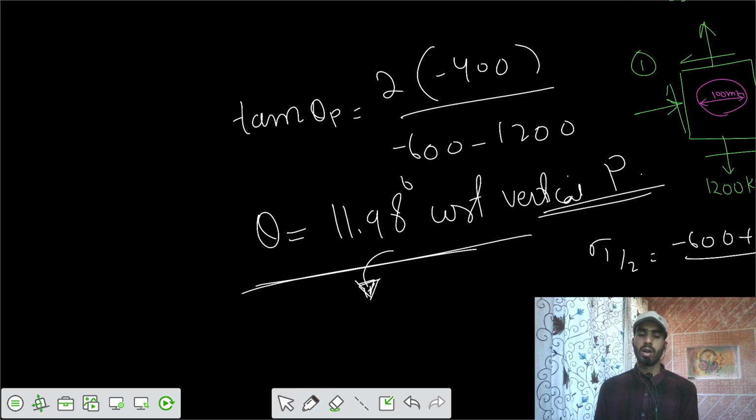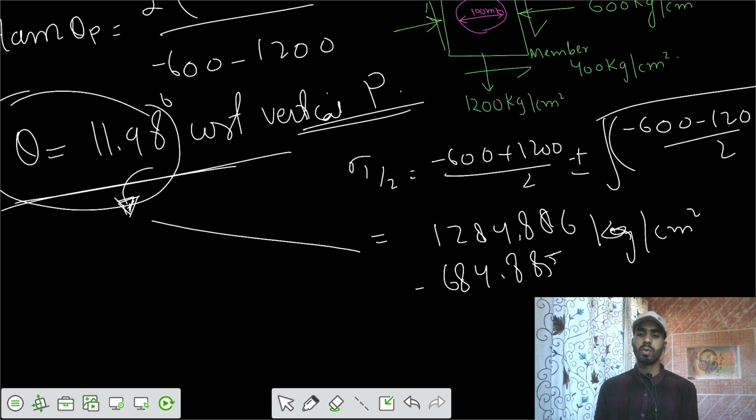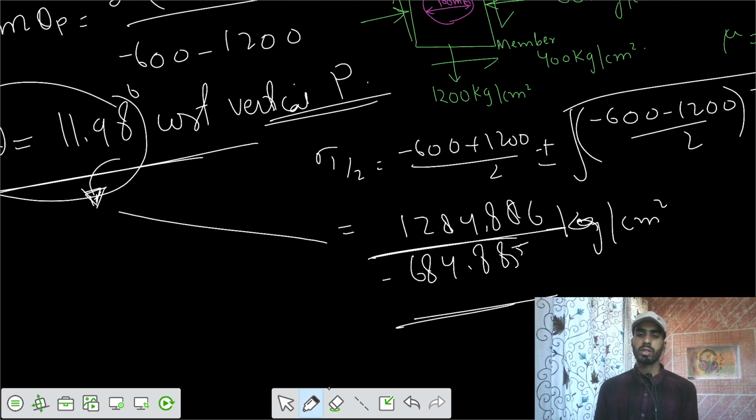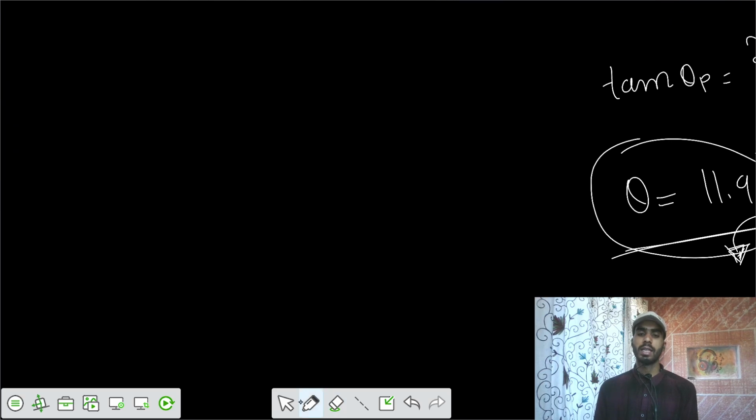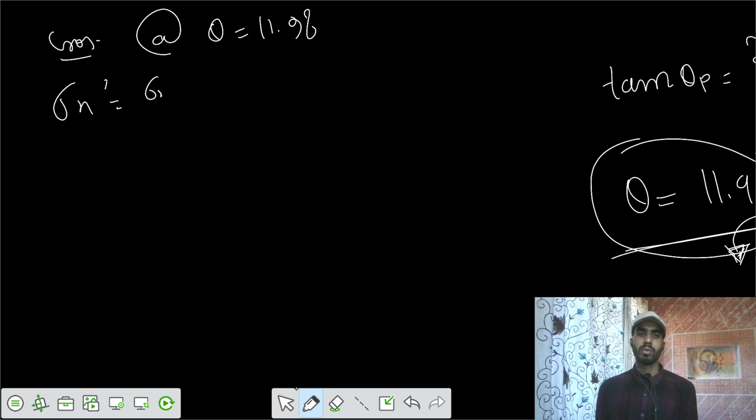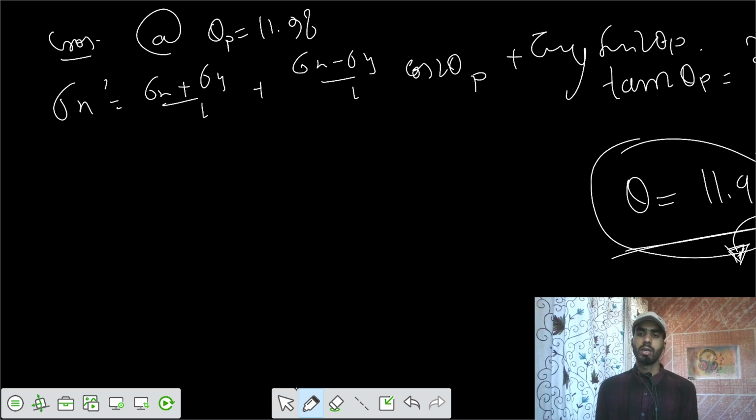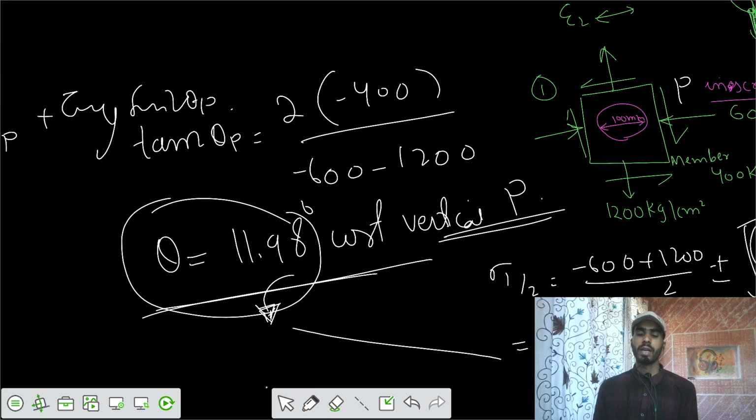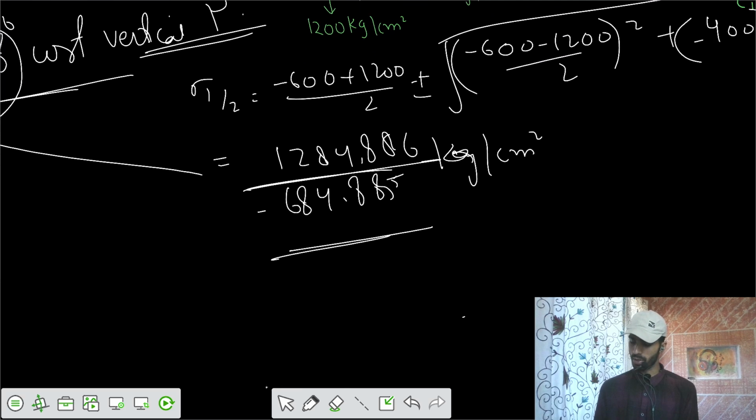If you want to cross-check on this theta whether the major or minor principal stress is acting, we got the two values of stresses, and we want to check which stress is acting at theta equals 11.98. I would write, at theta equals 11.98, sigma x dash equals (sigma x plus sigma y) by 2 plus (sigma x minus sigma y) by 2 cos 2 theta p, where theta p is the principal plane, plus tau xy sine 2 theta p, using the proper signs of those stresses. You can get the value of sigma x dash, that would be equal to minus 684.